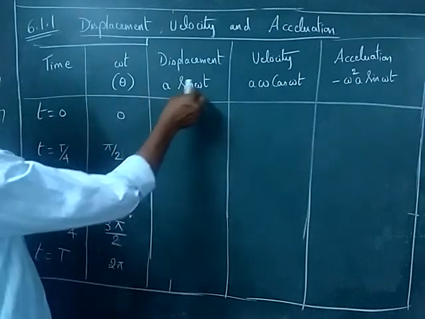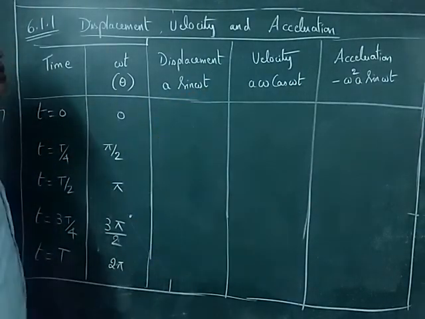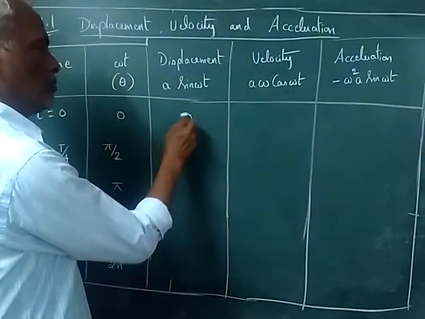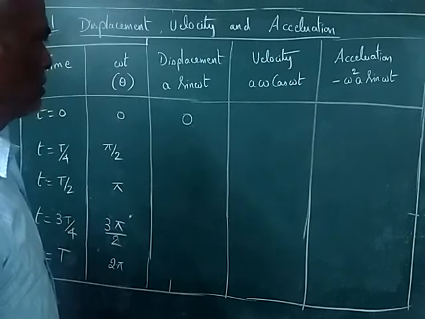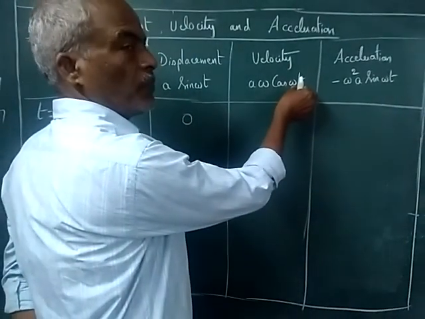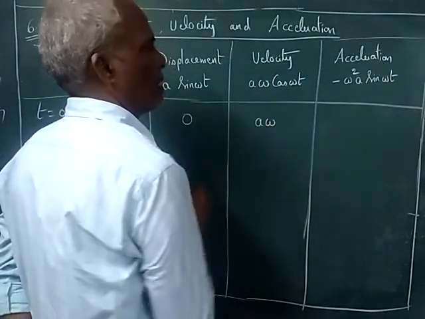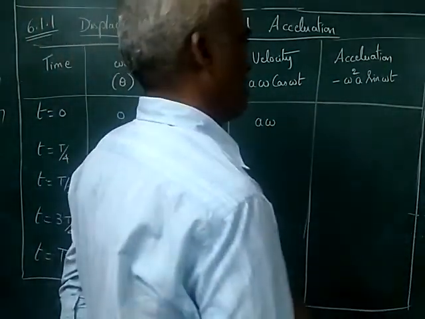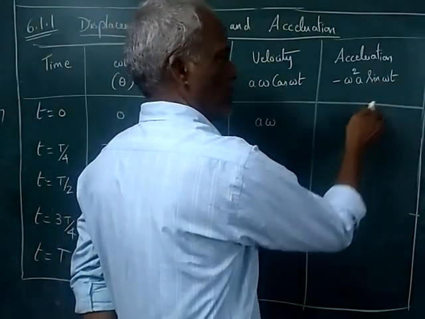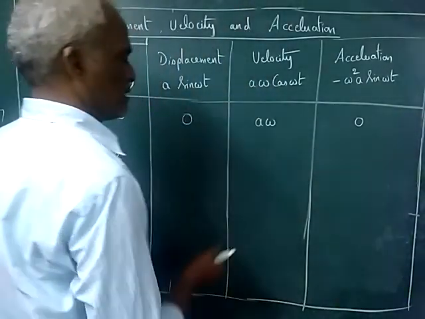So when this value is 0, that is theta is 0 or omega t is 0, sin 0 is 0, 0 multiplied by anything is 0. Whereas for 0 degree, cos 0 is 1, so this will become a omega. Here omega t is nothing but theta, theta value is 0, so this value acceleration is 0. So this happens at 0 degree.